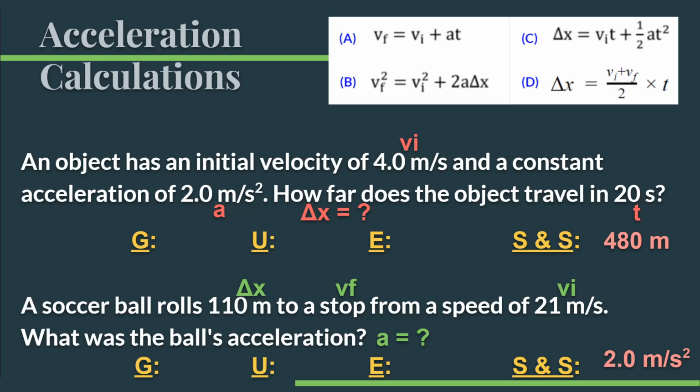Does anybody know which equation to use for the first question? C? Let's take a look. We have VI, we have A, we have T, and we're looking for delta X. So let's look at C. VI, A, T, delta X. Perfect. Yes, you're going to use equation C for the first one. Okay, what about the second one?